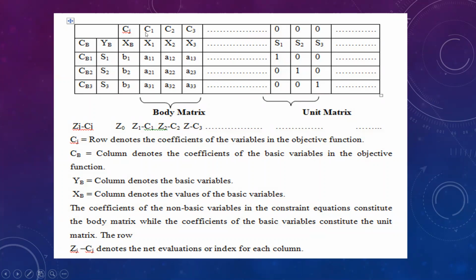So each column or row here is called a vector, whereas whenever we find the key element by the intersection of the outgoing row, outgoing variable and incoming variable, that is called the key element. The column in which the key element is present is called the key column, and the row is called the key row. Otherwise, all others are called vectors.